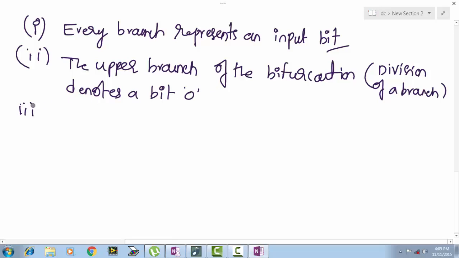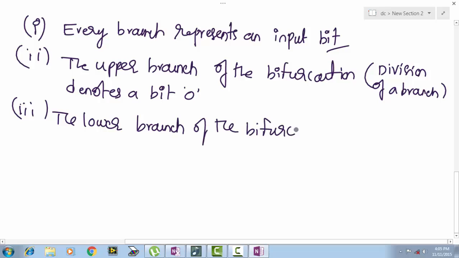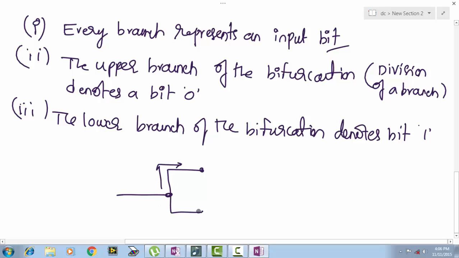Similarly, the lower branch of the bifurcation denotes bit 1. Okay. For example, let us say this is a branch. So upper branch corresponds to a bit 0, and lower branch corresponds to a bit 1. So that is what we said. So this is the bifurcation point. At the bifurcation, if the path is moving upwards, it represents input bit of 0. If the path is moving downwards, it represents the input bit of 1.